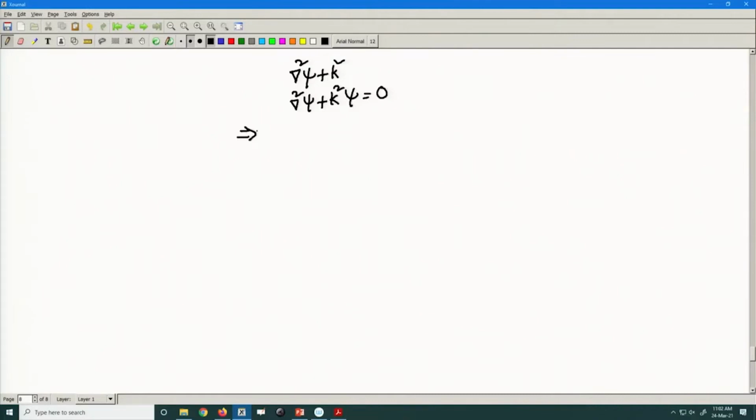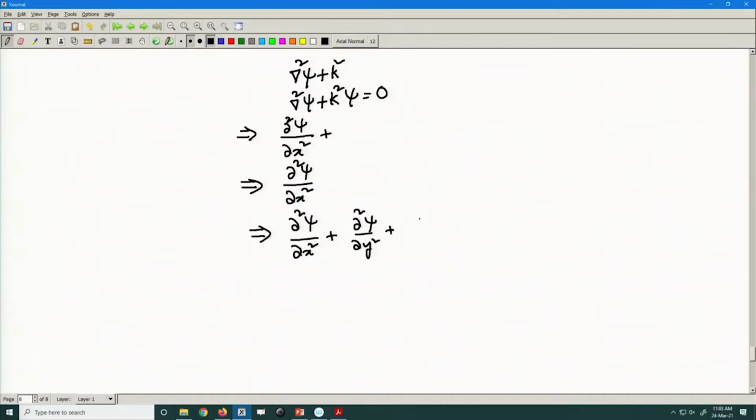Now, writing this explicitly in terms of x, y and z variations, we have del square psi del x square plus del square psi del y square plus del square psi del z square plus k square psi equal to 0.